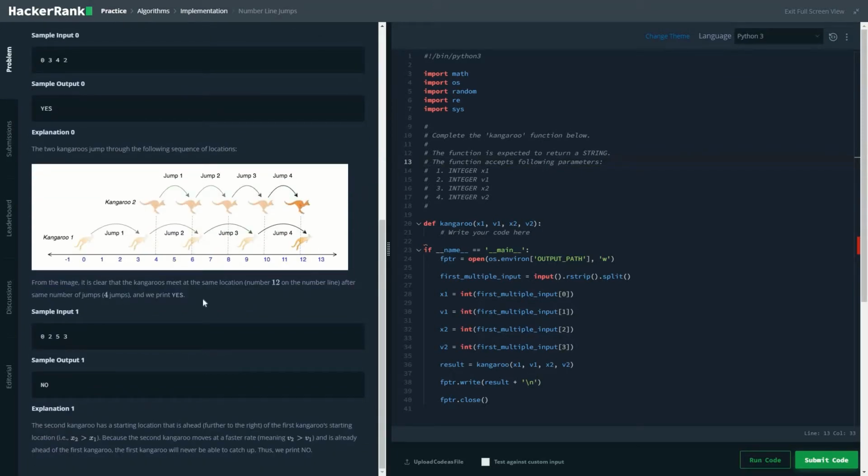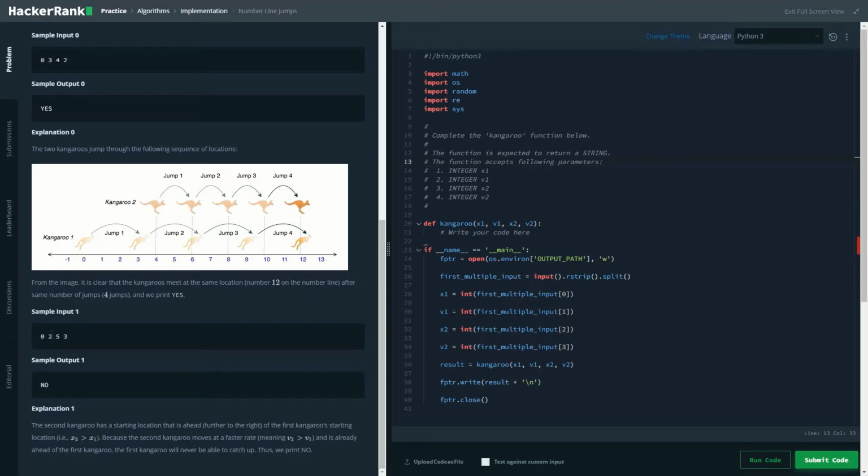You have to find out if it's possible for both the kangaroos, after some number of jumps, to be at the same position. The total number of jumps can vary. For kangaroo 1 it could be n jumps, and for kangaroo 2 it could be m jumps. So the number of jumps does not have to be the same, but the position at which they are after x amount of jumps would need to be the same. So this is the basic idea.